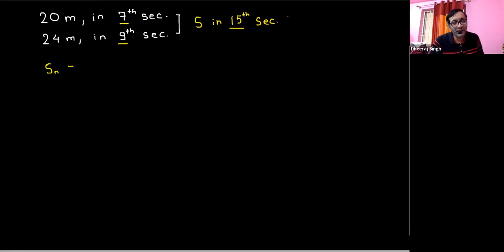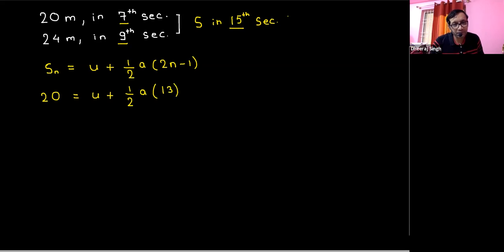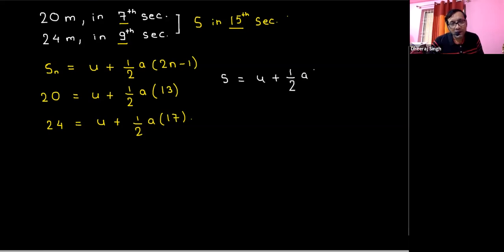So S_nth is u plus half a (2n minus 1), right? Using the first condition, 20 is equal to u plus half a times 13. Second condition, 24 should be equal to u plus half a times 17. What I want is S, which should be equal to u plus half a times 29, right? I want this. So just solve these equations, get the value of u and a, and then substitute here.